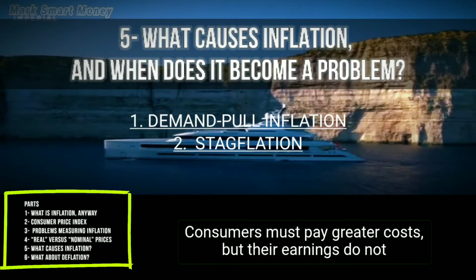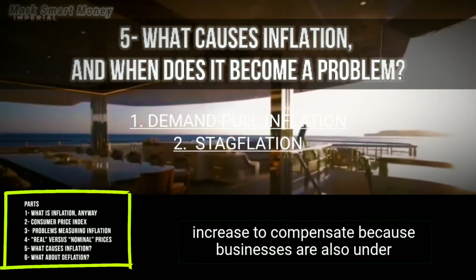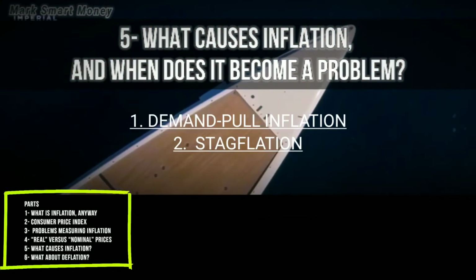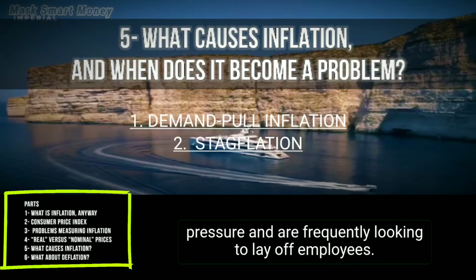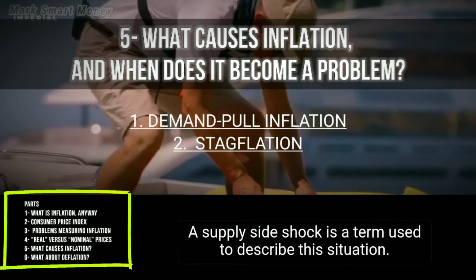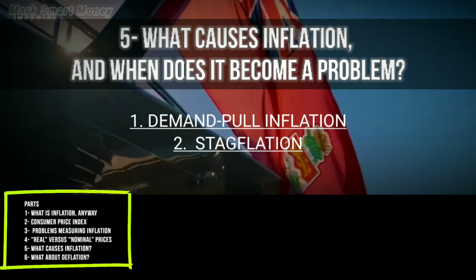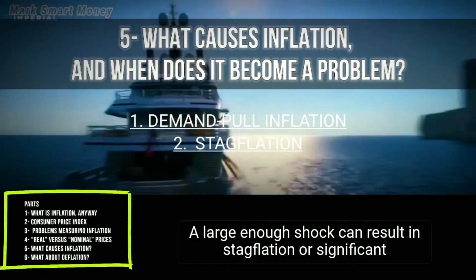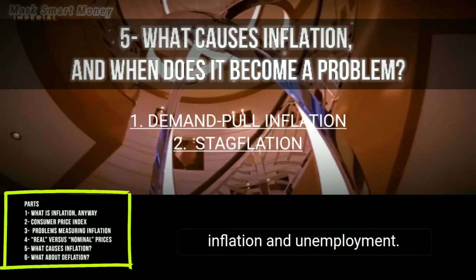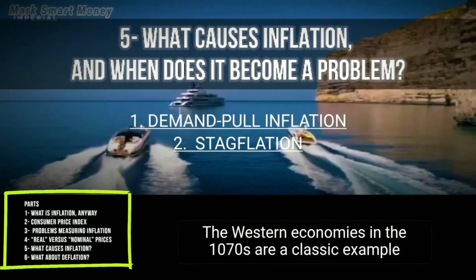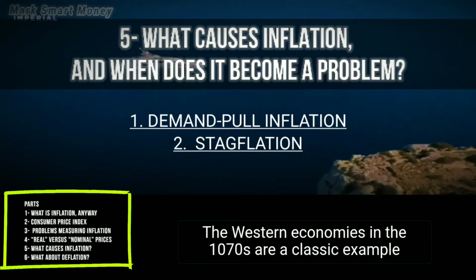Consumers must pay greater costs, but their earnings do not increase to compensate because businesses are also under pressure and are frequently looking to lay off employees. A supply-side shock is a term used to describe this situation. A large enough shock can result in stagflation, or significant inflation and unemployment. The Western economies in the 1970s are a classic example of this.